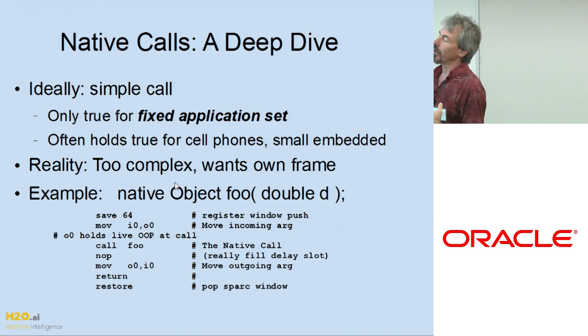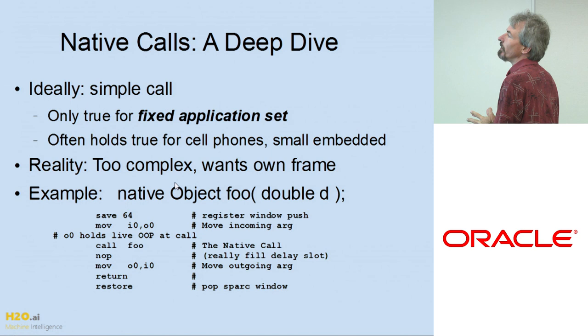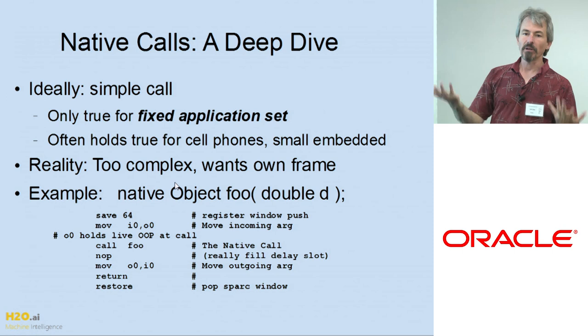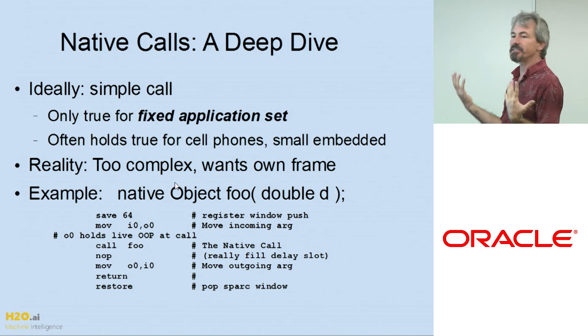So ideally, you'd like to believe I'm going to make a native call, I can just use the hardware's call instruction. It should be really fast, really simple. And for small embedded systems where I know that my target code is cooperating with me, he's going to be polite about GC, he's going to be polite about safe points, he's going to follow the rules. That holds true. But as soon as I say I'm going to call some random piece of code that I have no idea where it came from, I have to be defensive. As soon as I have to go to the defensive place, things get complicated fast.